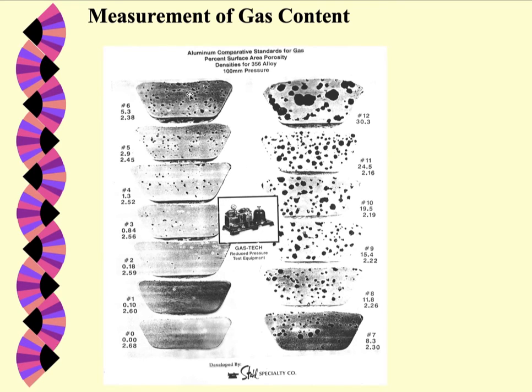So if you have a density of 2.68, it looks like this. I think we had 2.63. So we're somewhere between these two, but pretty on the good side. And then I think we had like 2.3 or something like that.